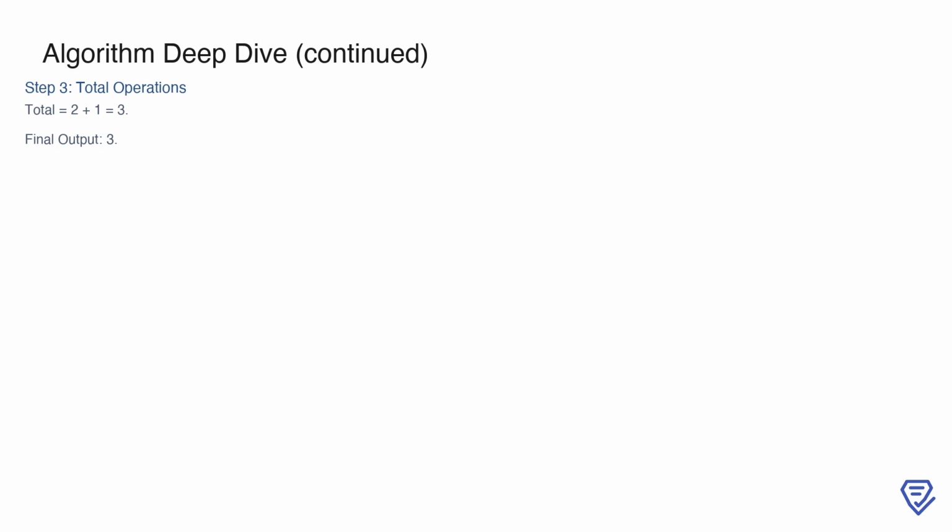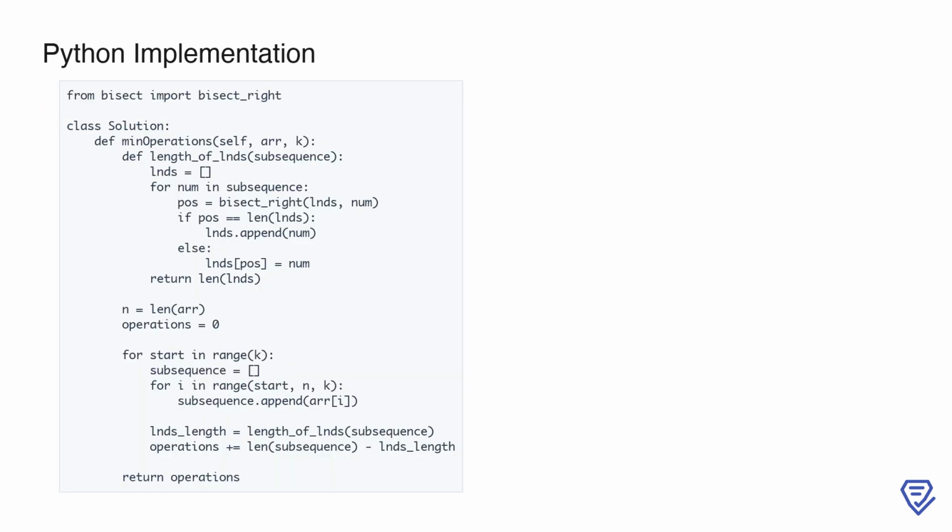Finally, we sum up the modifications from all subarrays to determine the total operations required. In this example, the first subarray required 2 modifications, while the second subarray required 1. Adding these together, we find that the minimum number of operations needed to make the array k increasing is 3. This result demonstrates how the algorithm efficiently combines subarray division and LNDS computation to solve the problem in optimal time. By leveraging these key insights and data structures, we achieve both accuracy and scalability, making this approach suitable even for large arrays. The provided solution efficiently solves the minimum operations to make the array k increasing problem.